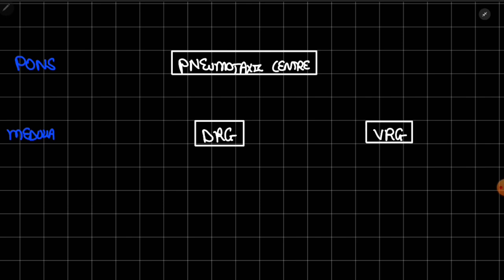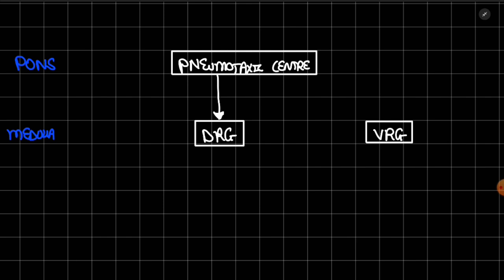Now the ventral respiratory group is basically inactive in normal ventilation. What happens is the pneumotaxic center is continuously inhibiting, or limits, the signals going to the DRG, the dorsal respiratory group. So basically the function of the pneumotaxic center is to limit respiration.